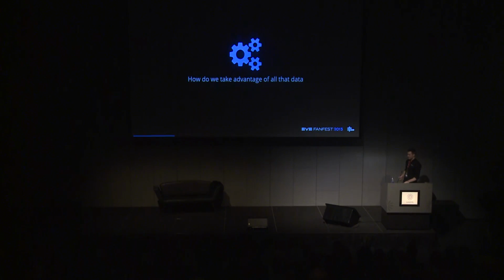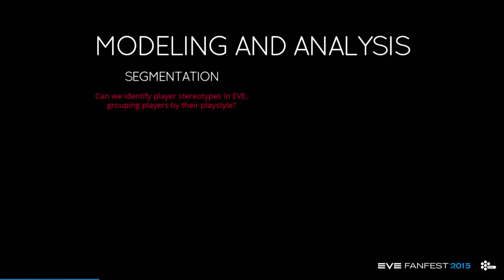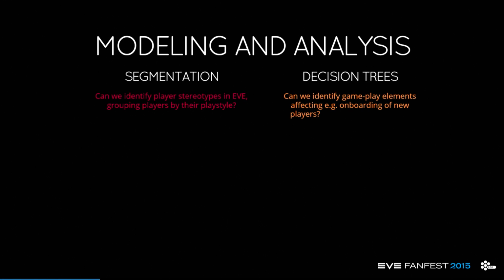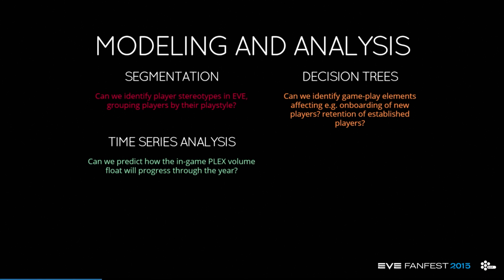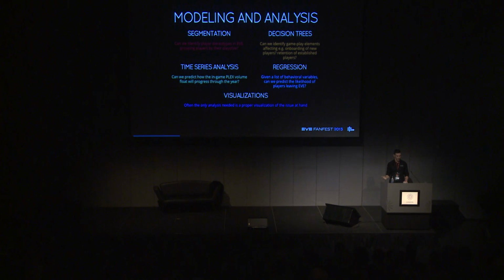And so how do we take advantage of all this data? There's segmentation, as you saw last night. We can identify player stereotypes in EVE, grouping players by play styles. Can we identify gameplay elements affecting, for example, onboarding of new players or retention of established players? Can we predict how the in-game PLEX float is going to progress through the year? Or given a list of behavior variables, can we predict the likelihood of players leaving EVE? And maybe keep them from leaving.